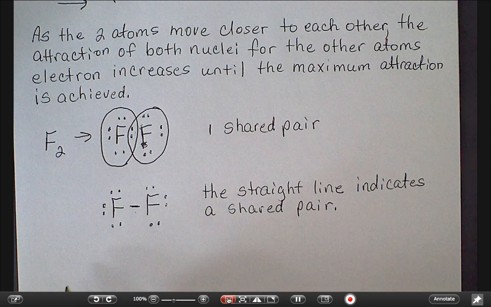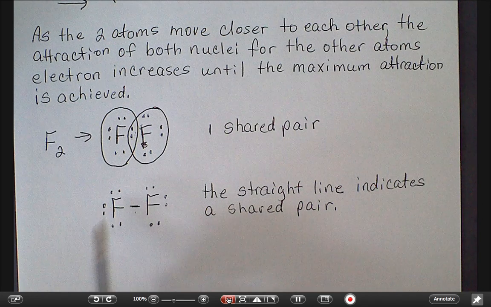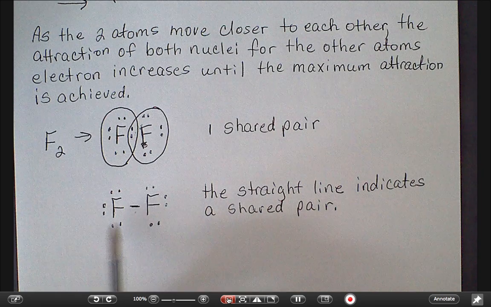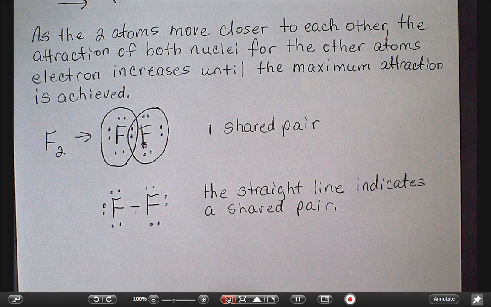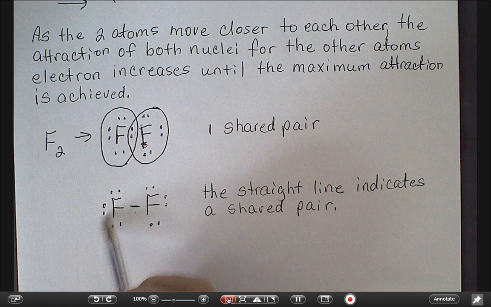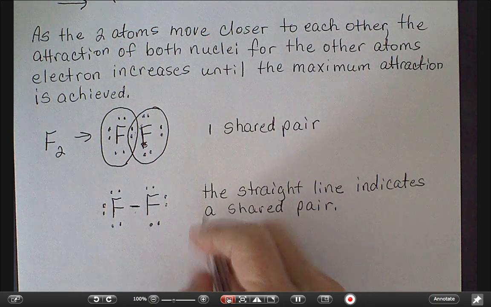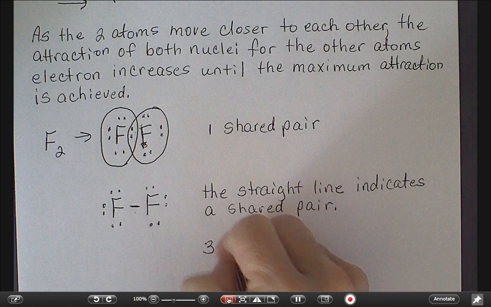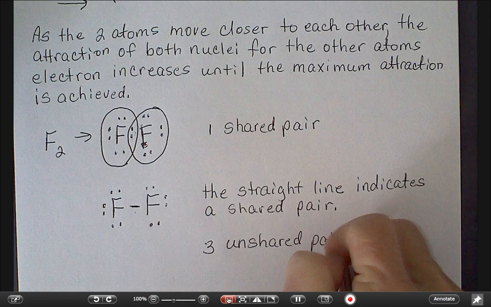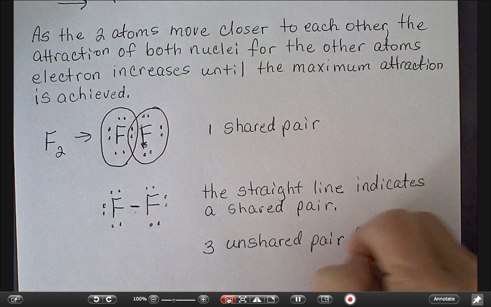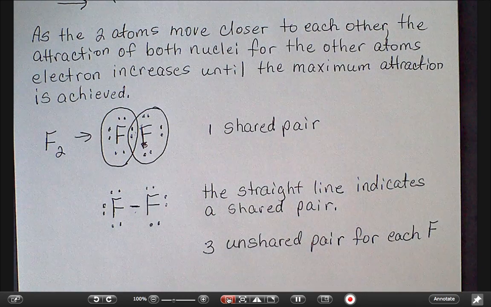Now then, how many unshared pair does each F have? How many unshared pair does this F have? 3. Remember, a pair is how many? 2. So you're counting a pair. There's 1, 2, 3. Everybody see that? 3 unshared pair. So 3 unshared pair for each F. Okay?